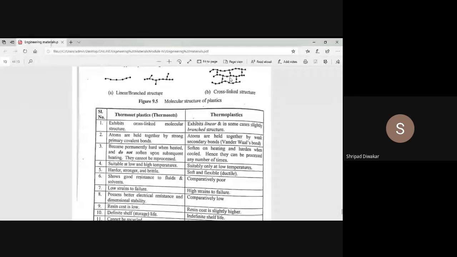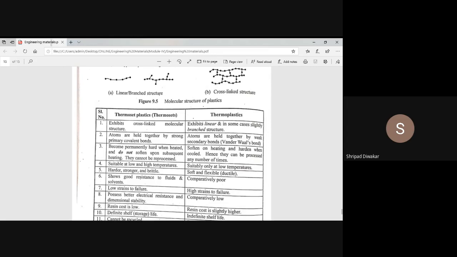As I said, the atoms are bonded by strong primary covalent bonds. Hence, thermoset plastic will be harder and stronger, and brittle in nature. On the other hand, thermoplastics are very soft and flexible; we can say ductile. Soft and flexible means ductile material, hard means brittle material. You remember?